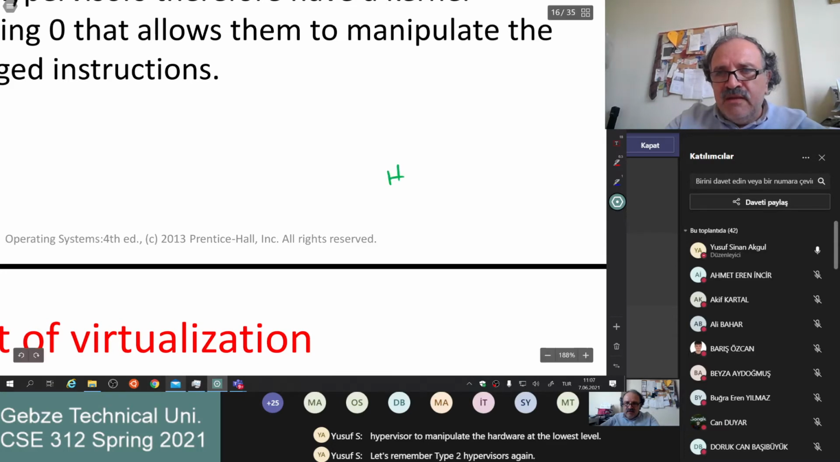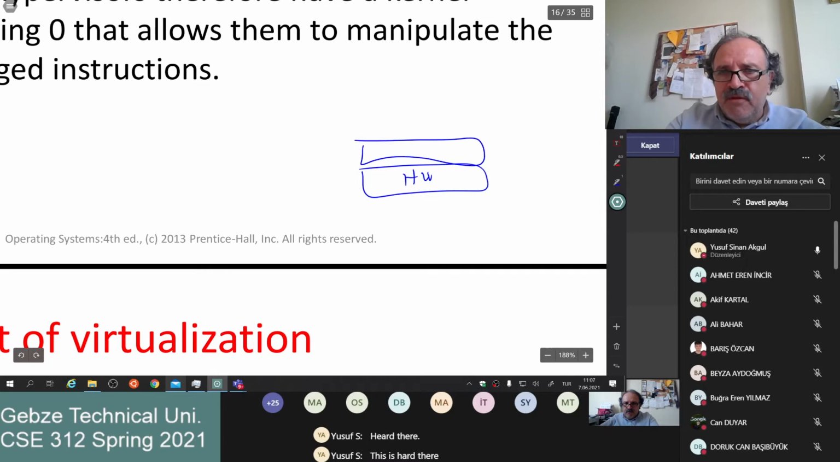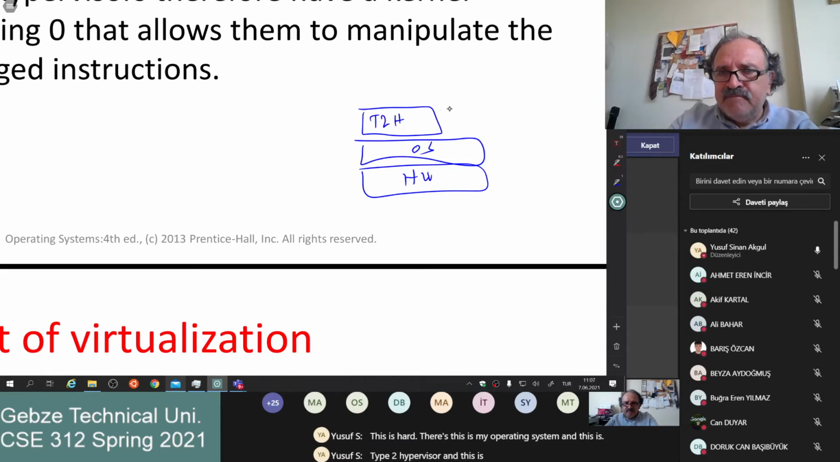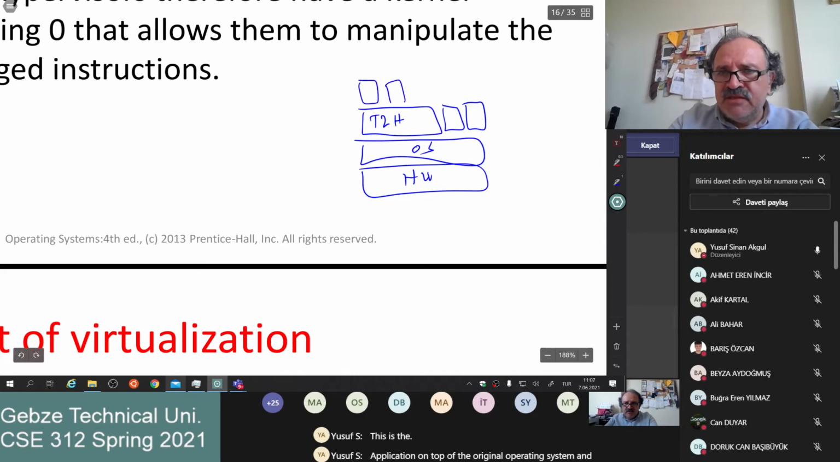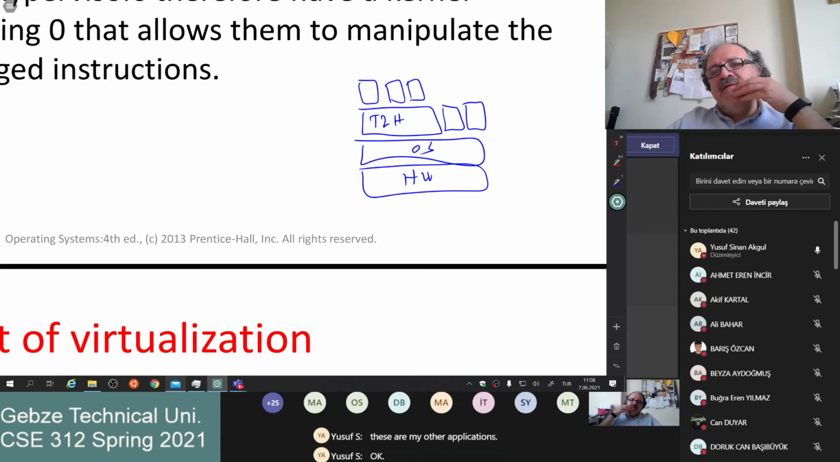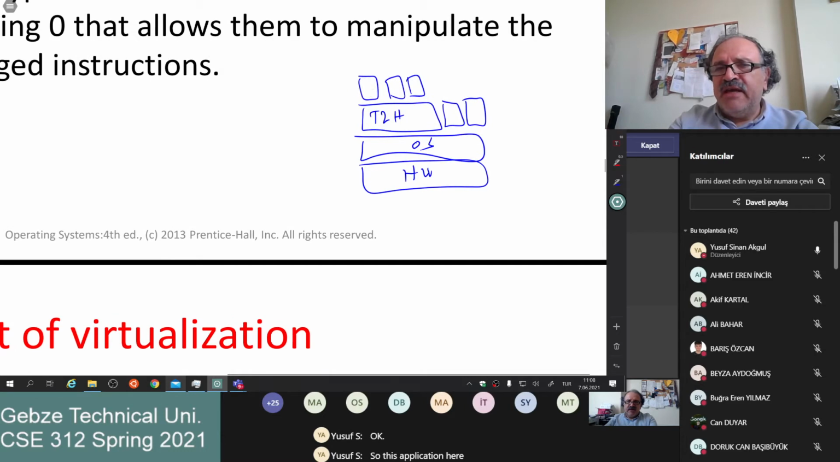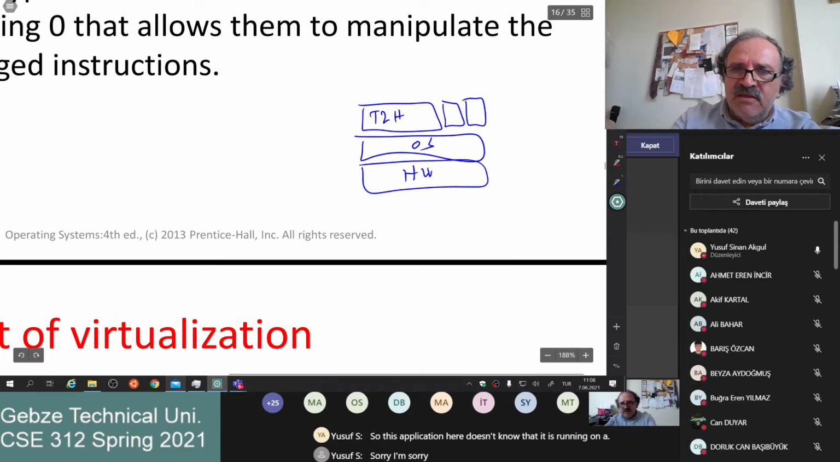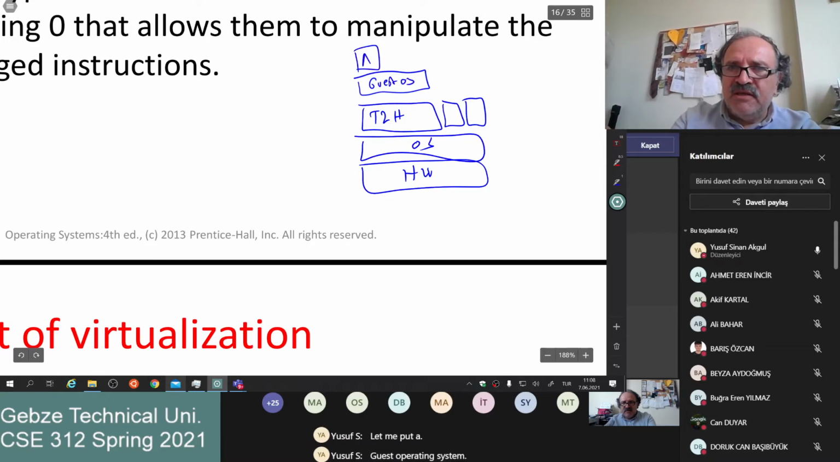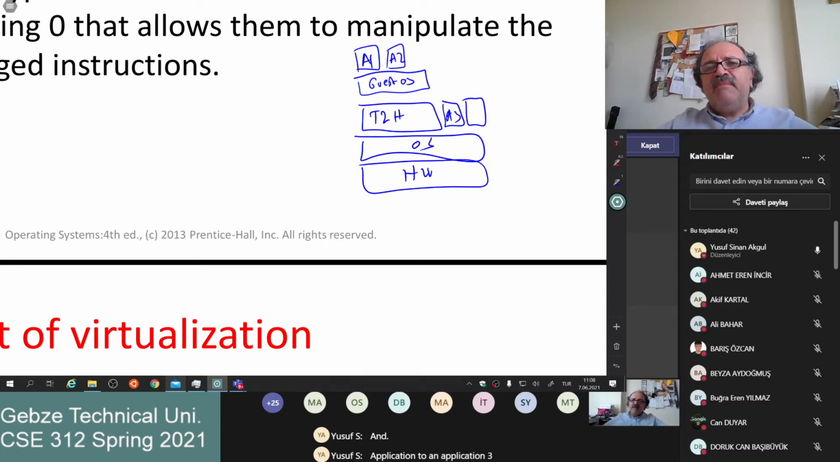This is my hardware. This is my operating system. And this is the type 2 hypervisor. And this is the application on top of the original operating system, and these are my other applications. I'm sorry, I made a mistake here. Let me put a guest operating system here, and this is application 1, application 2 and application 3. Application 1 doesn't know that it is running on a guest operating system. It just executes normally.